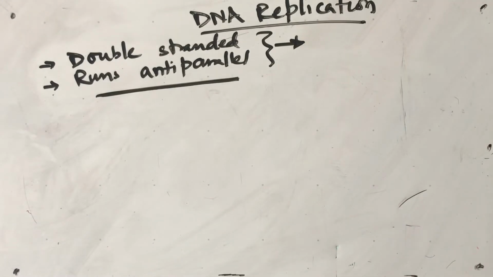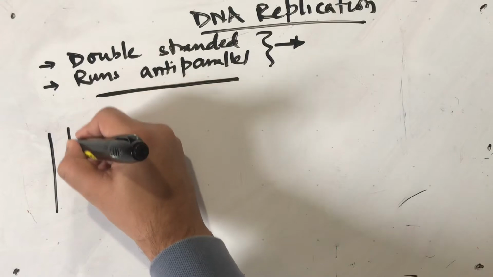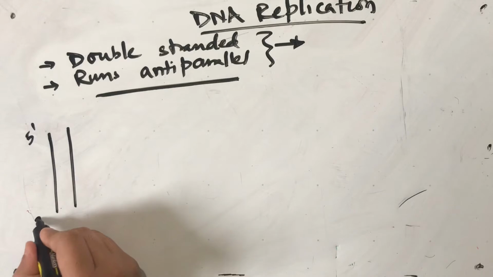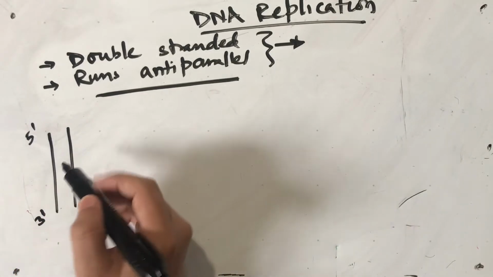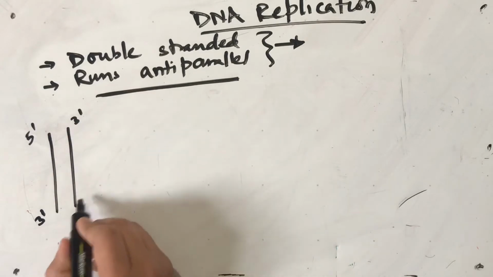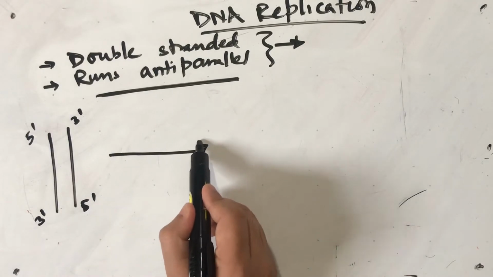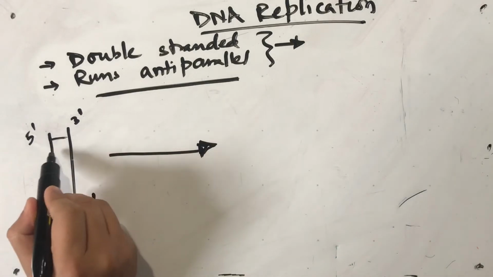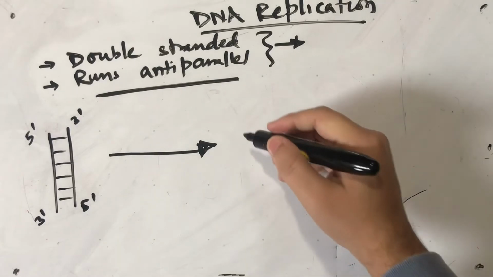So let me draw the basic structure of DNA. So let's say this is our two-stranded DNA. Okay, now this is 5 prime and that's 3 prime. Because it's anti-parallel, this has to be 3 prime and this has to be 5 prime, right? Now in the process of DNA replication, these two strands, which are connected by hydrogen bonds, get separated and then you end up like this.